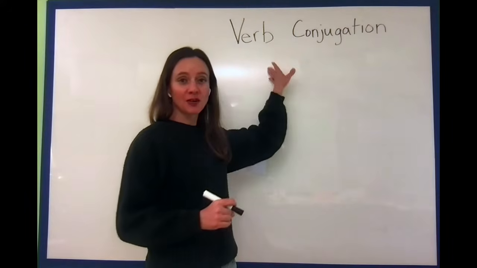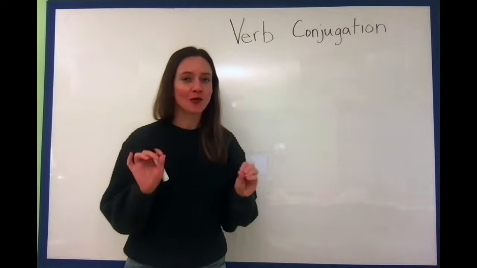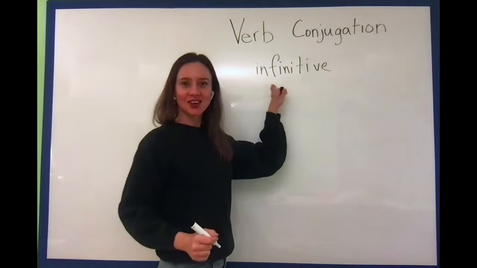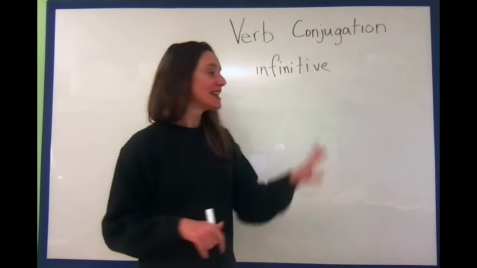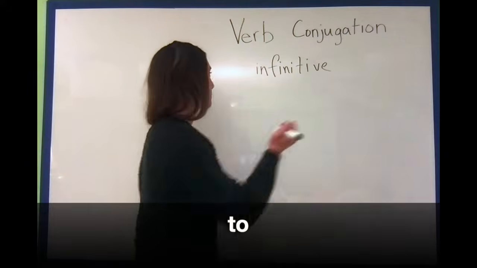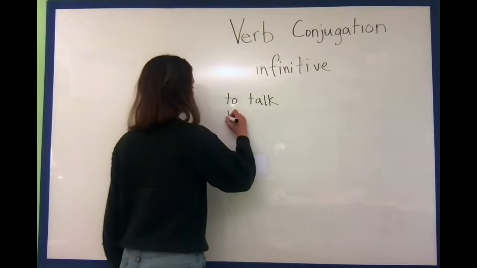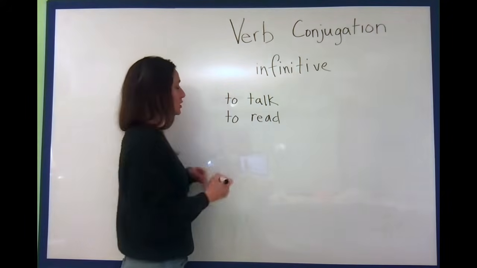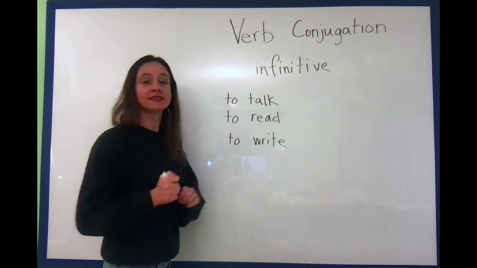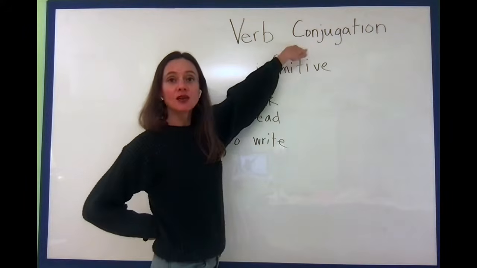To understand verb conjugation in Spanish, it's important that we remember the most basic form of a verb. Do you remember what it's called? There's a special name for it. It's called an infinitive. In English, infinitives always start with the word to. For example, to talk. That's the infinitive, to talk. To read. That's the infinitive, to read. To write. These are the most basic forms of the verbs. Once we start changing them to match the subject, then that means we are conjugating them.